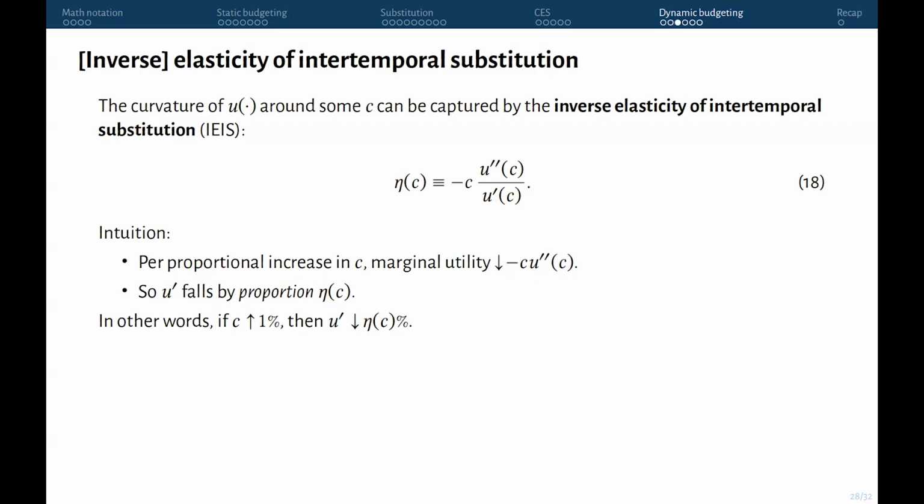So, yeah. In other words, we're saying if consumption goes up by 1%, then your marginal utility falls by eta%. Make sense? If your consumption goes up by 1%, your marginal utility, the slope of your utility function in consumption, falls by eta%. So, 2% or whatever.